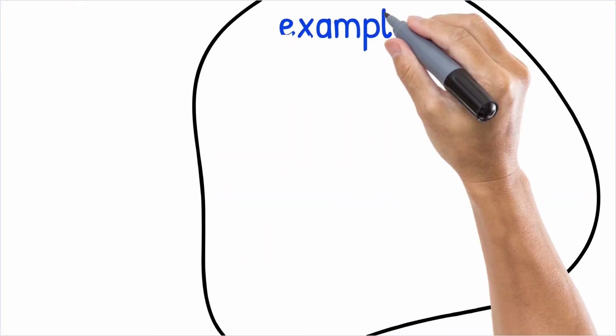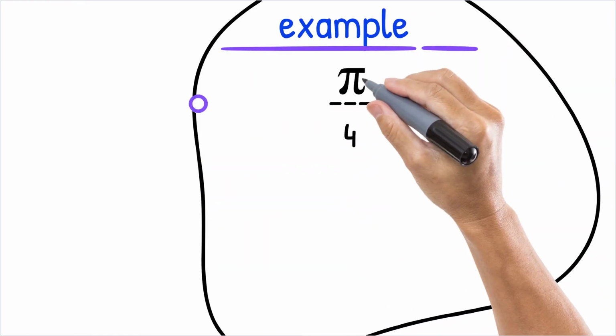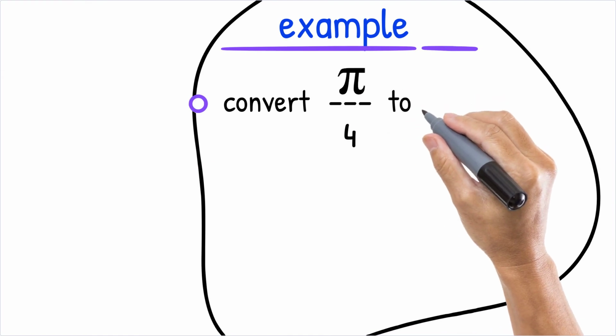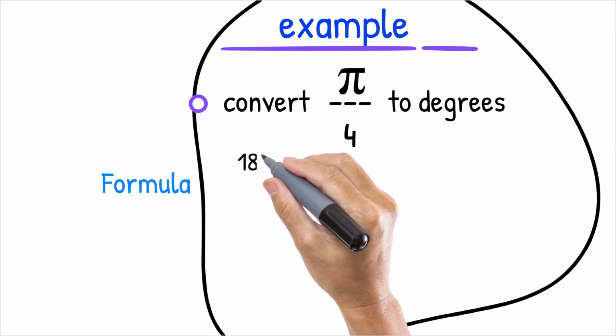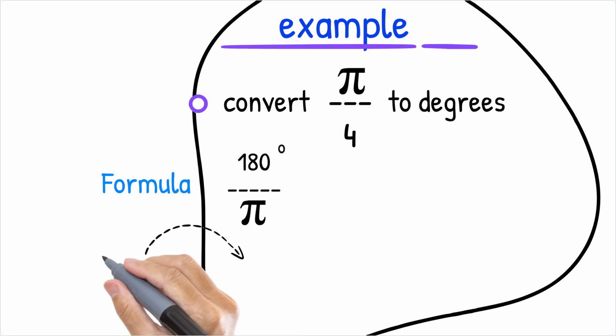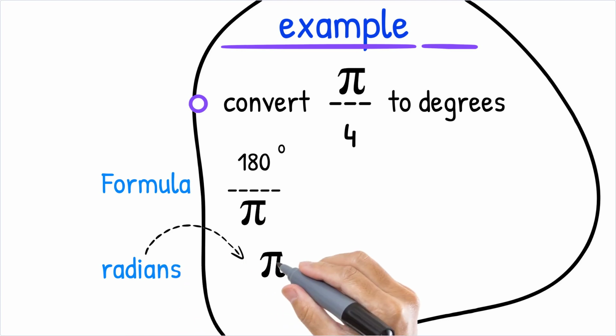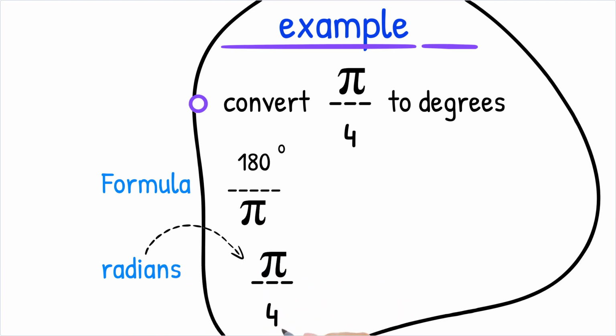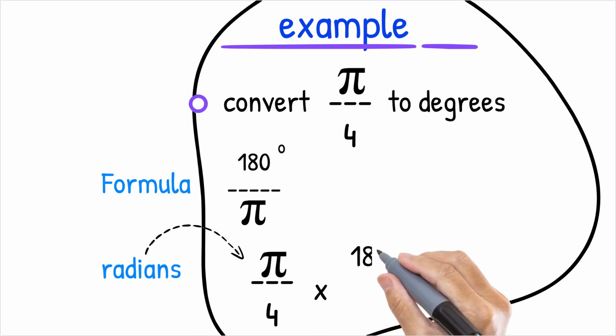For example, let's convert pi over 4 radians to degrees. The formula is to multiply radians with 180 over pi. Here, pi over 4 is the angle measure in radians. Use in the formula: pi over 4 times 180 over pi.